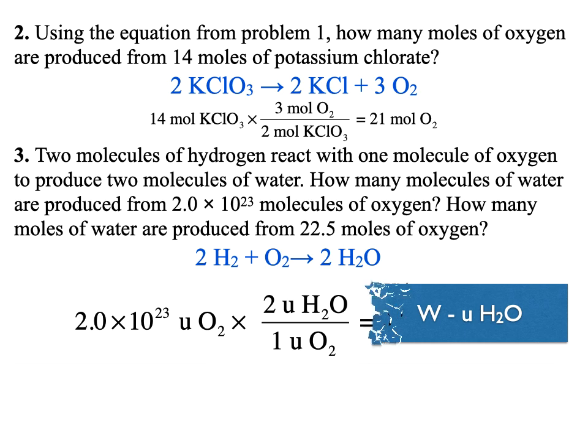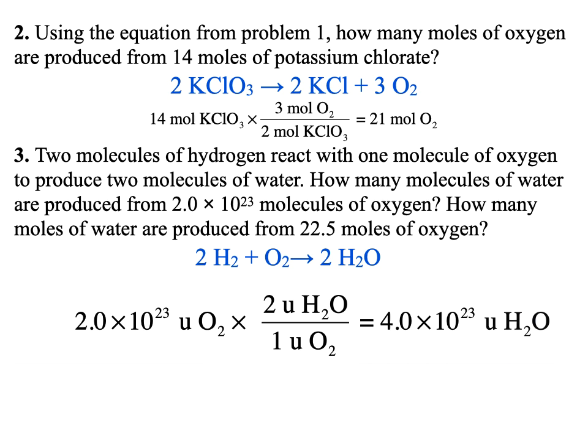I do my math. 2 times 2.0 times 10 to the 23rd equals 4.0 times 10 to the 23rd molecules of water. And you would expect that because there's twice as much water as there is oxygen in the balanced equation.